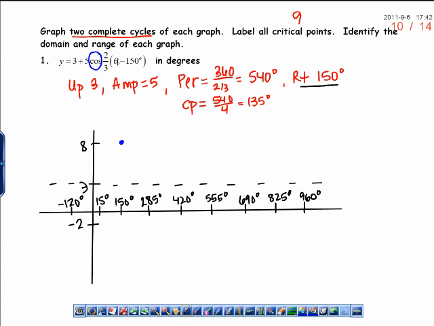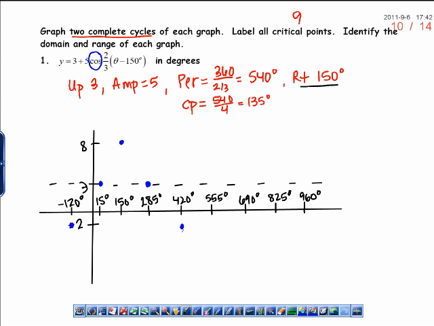Because what will happen is you'll get 0. Cosine of 0 is 1. 1 times 5 is 5, and then you add your 3 and you get 8. You don't really have to go through that all the time, though. Alright, to the right and left of this peak are going to be midpoints. Okay, and I'm just going to follow the pattern.